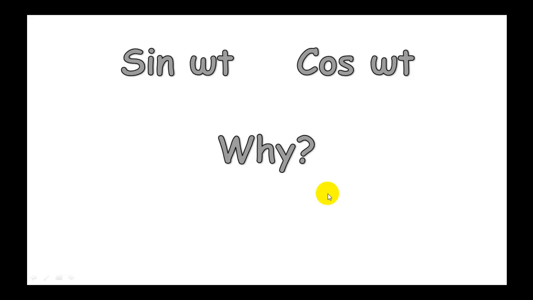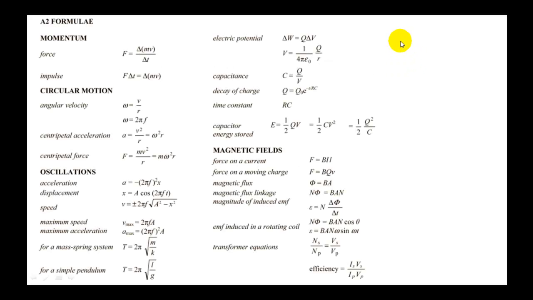Okay, so I'm going to make an effort to explain why we have this term omega t in so many equations in the A2 syllabus, and hopefully it will put things into context and make all these different topics easy to understand. If you look on the formula sheet, it's a bit like Where's Wally, okay? There are all these different things we have to understand, and here is the symbol omega.